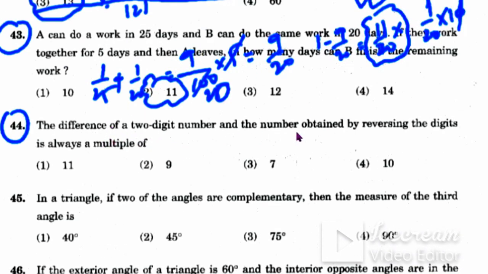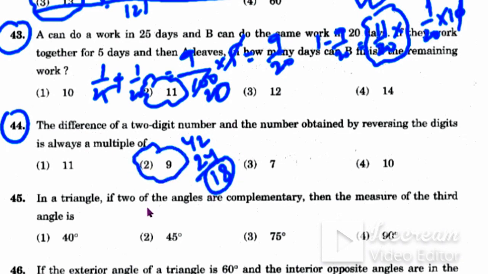The difference of a 2-digit number and the number obtained by reversing the digits is always a multiple of what? So for this, don't go for a formula. Just take any 2-digit number like 42 and subtract the number obtained by reversing the digits, 24. Subtract it: 8 plus 4 is 12, and 2 plus 1 is 3, so it is 18. 18 is a multiple of what? 9. So the answer will be 9. Any 2-digit number, like 31, subtract 13, you get 18. It is always a multiple of 9.